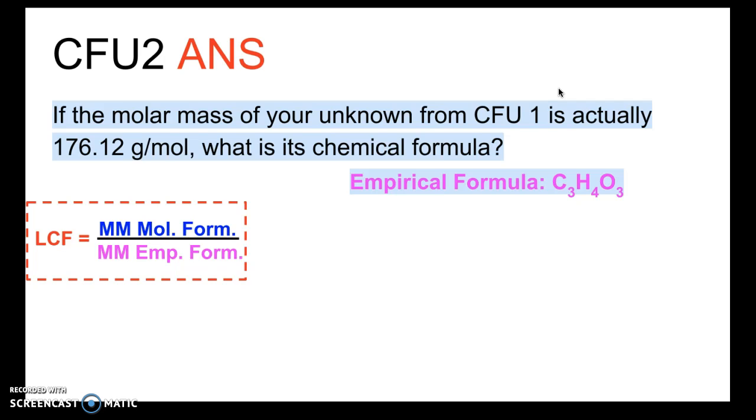Okay, so we are using the empirical formula from CFU 1, which is C3H4O3. This is the equation that we're using. The molar mass of the molecular formula is given to us, 176.12. And for the empirical formula, again, I just use a periodic table to find that out, and I get 88.03. I divide that into the molar mass of the molecular formula, and it just so happens that in this CFU, the least common factor is 2, just like in the previous example. It's not always 2, it's just a coincidence.